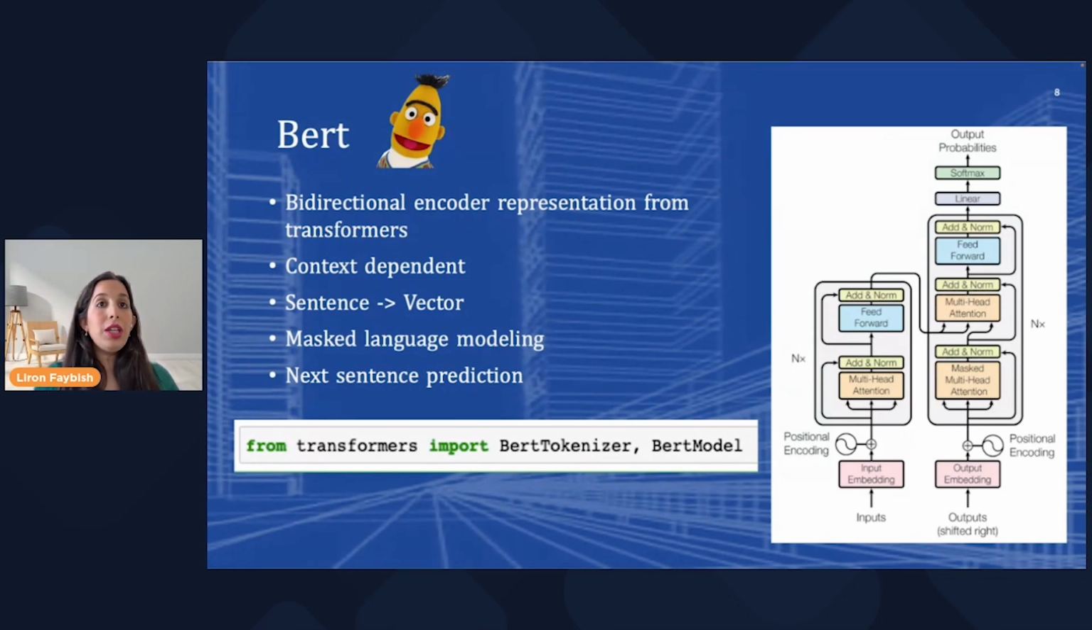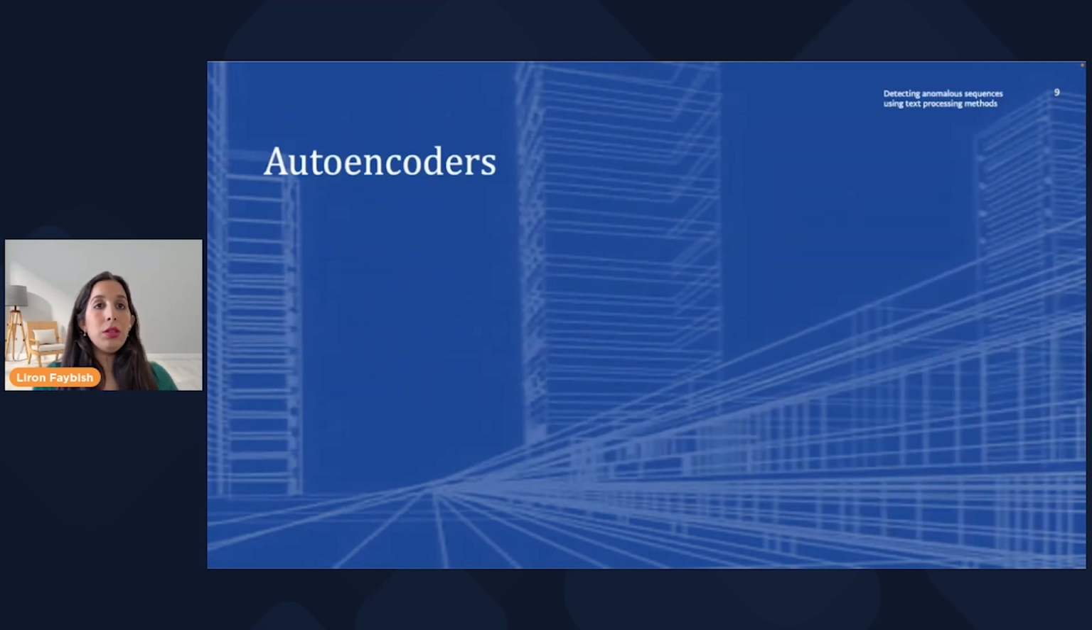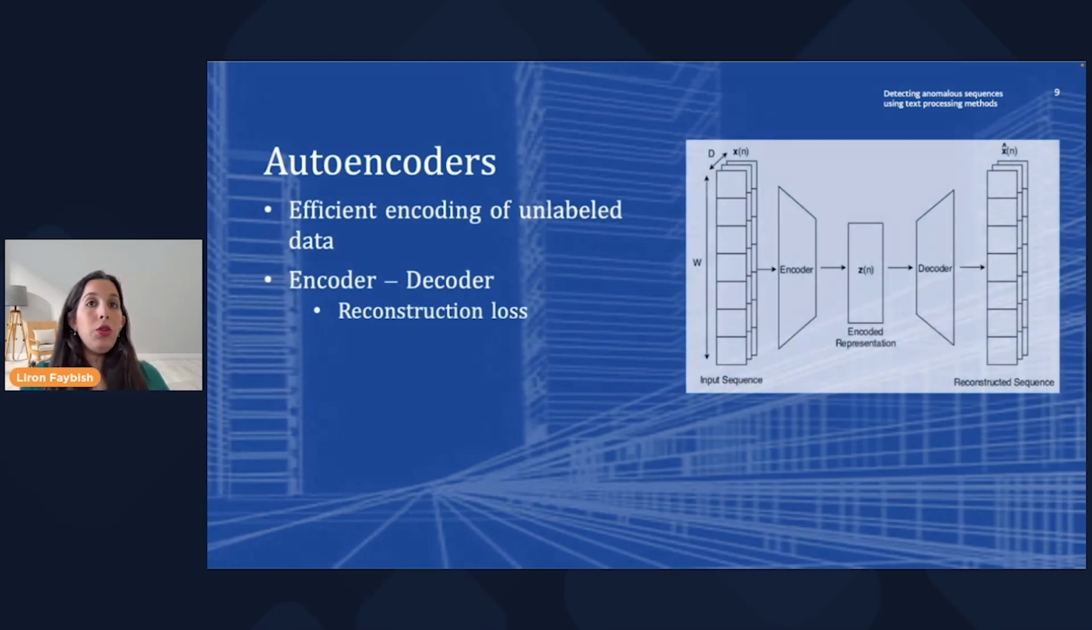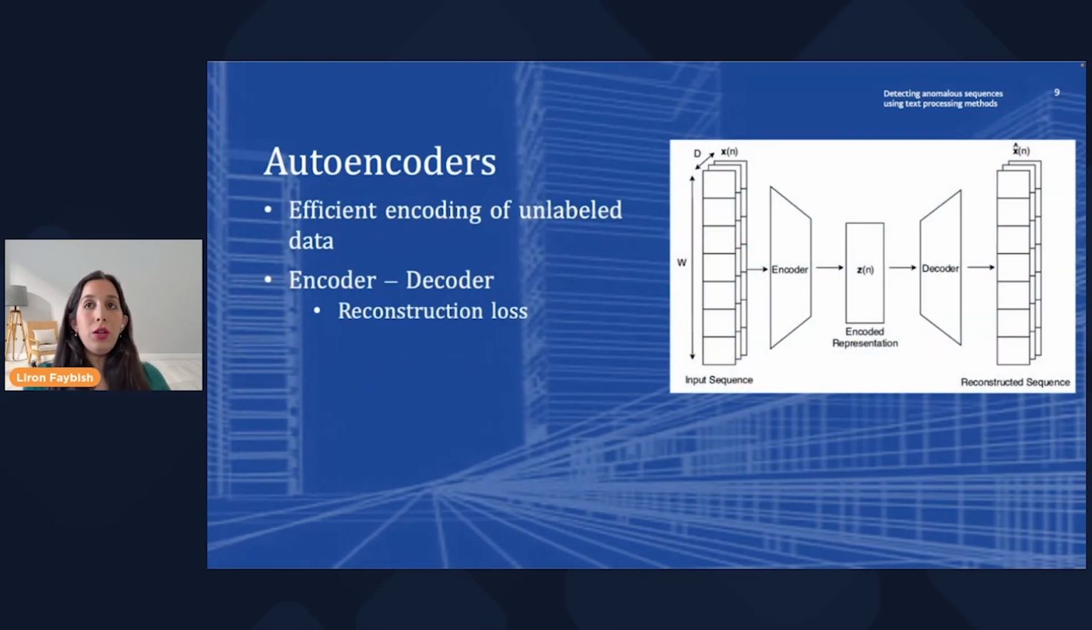Okay, so now that we have a vector representation of the sequences, we can move to the next phase, which is learning the structure of the good data and detecting the anomalies. To do so, we are using autoencoders. Autoencoders are neural networks used to learn an efficient encoding of unlabeled data. They include two phases, encoding the data and decoding it. So the final output should be the same or as close as possible to the input, so autoencoders try to minimize this reconstruction loss.